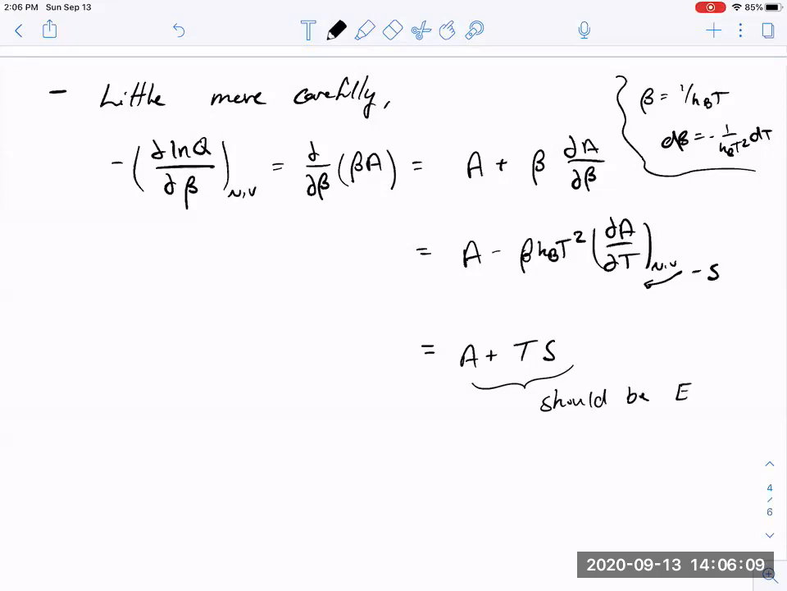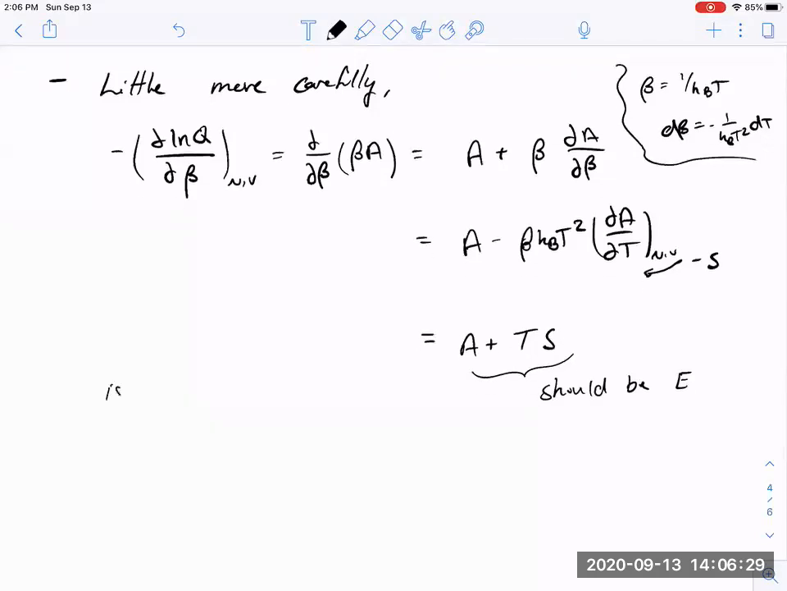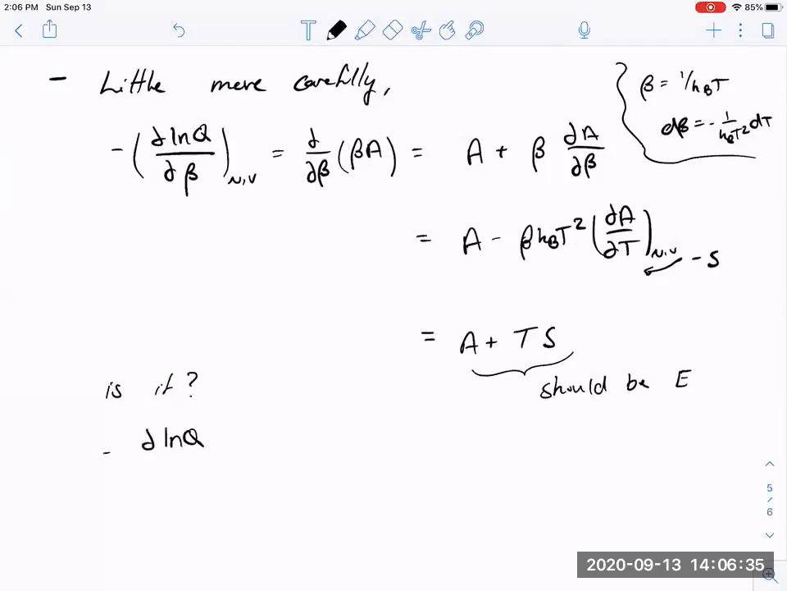So for thermodynamic consistency, if this relationship between the log of Q and the Helmholtz free energy is correct, if we take the derivative of the log of Q with respect to minus beta, we should get the energy back out. So let's check. So again, minus log Q derivative with respect to beta. Well, the derivative of log of a function brings down one factor of that function, and then dQ d beta.